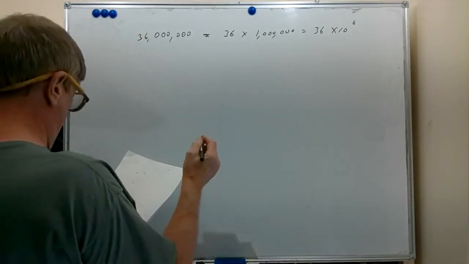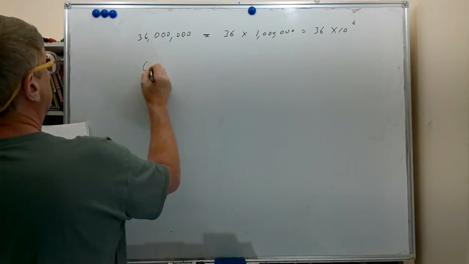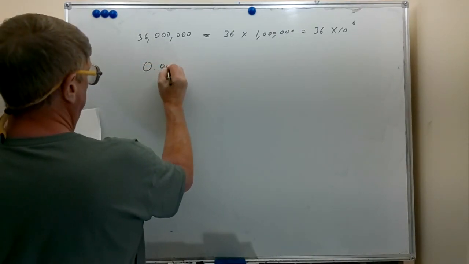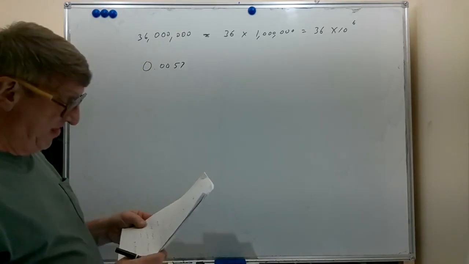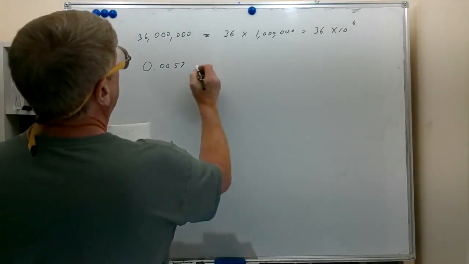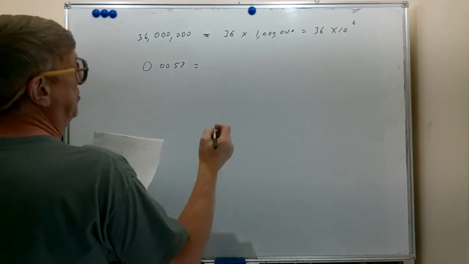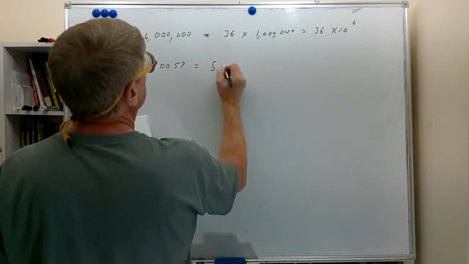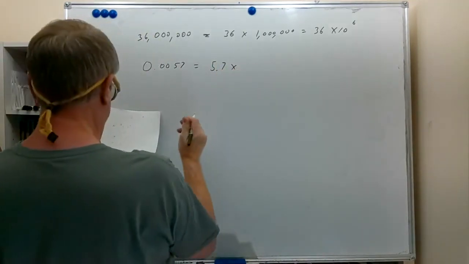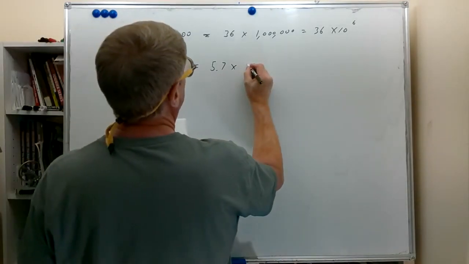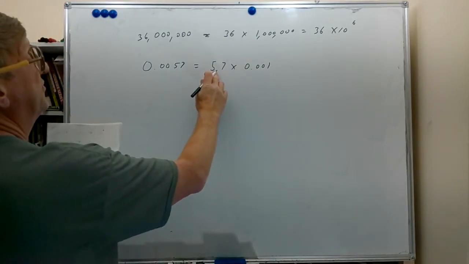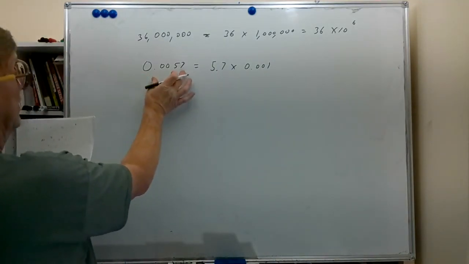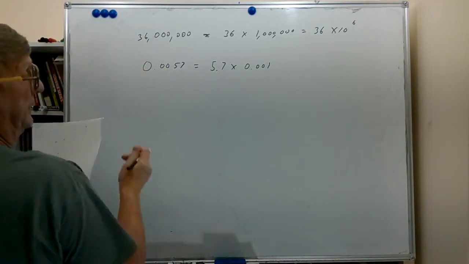And if we have a small number, 0.0057, that's a pretty small number, 57 10,000ths. We can express that as 5.7 times 0.001. That would move the decimal place 3 places, which gives back this number right here. From 5.7, 1, 2, 3.